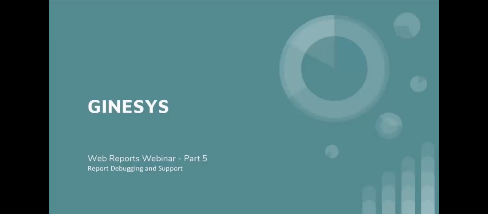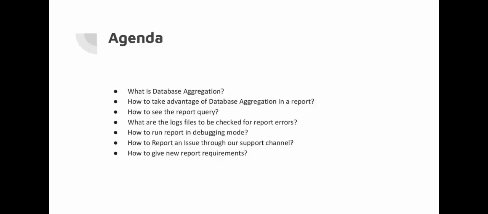So what we will be covering today is that, first of all, for taking support, or for creating a report with good performance, the report should always be tuned, and its performance should be acceptable to our client. For that, you need to understand what database aggregation is. It's a feature of Genesis Web Reports. You need to know how database aggregation works, and how to take advantage of this feature in reports.